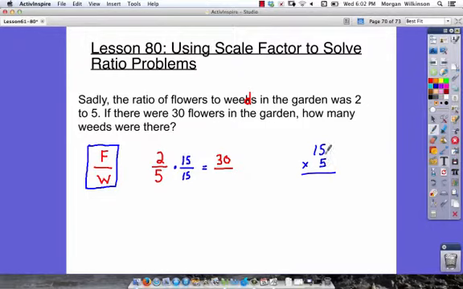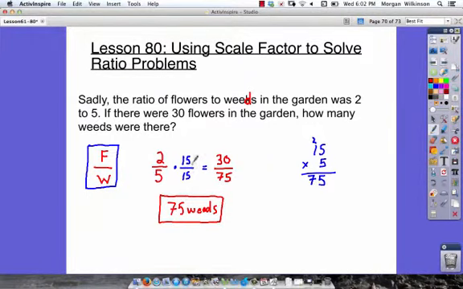Well, we've got 5 times 5. That's 25. We carry our 2. 5 times 1 is 5, plus 2 more is 7. We get 75. So we've got our answer. In the garden, there must be 75 weeds when there's 30 flowers. We want to make sure we've got a label on our answer, and we could go on to the next question.